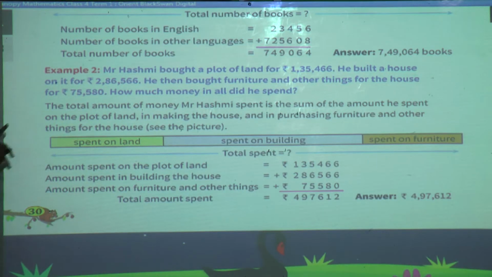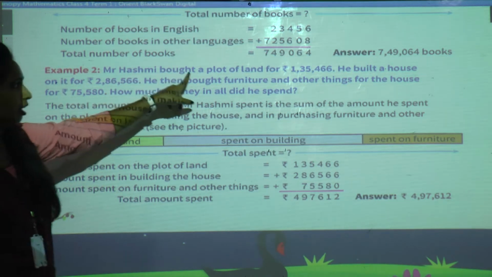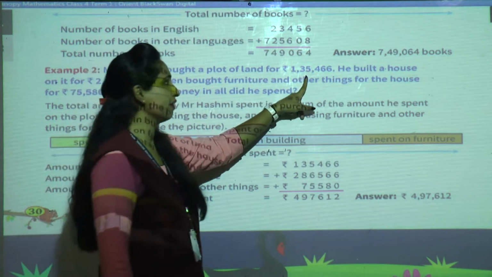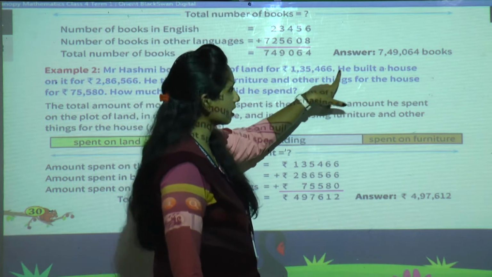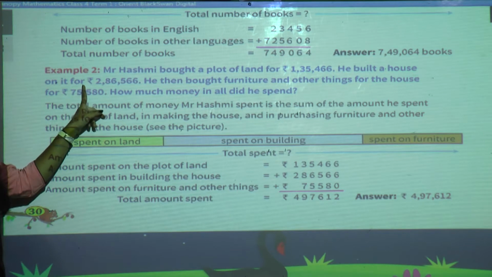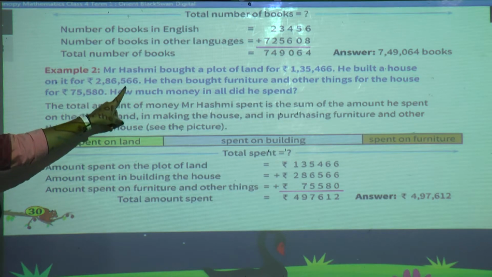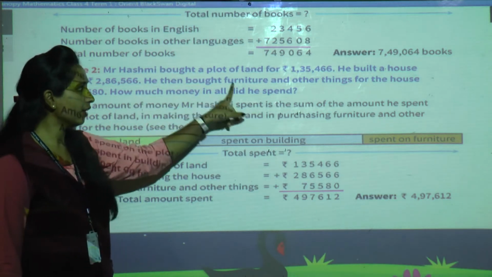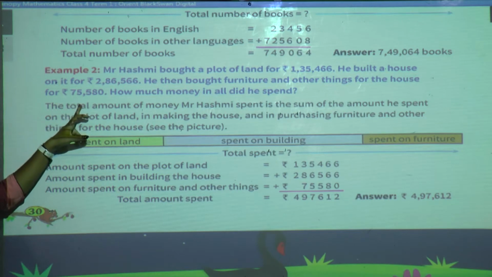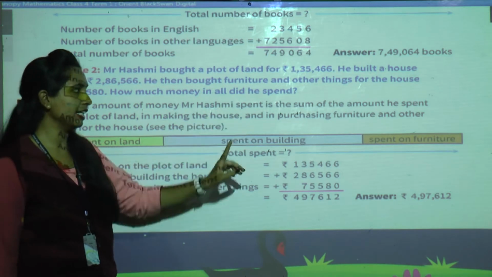Now see, what is the second example? Mr. Hashmi bought a plot of land for rupees 1,35,466 and he built a house on it for rupees 2,86,566. He then bought furniture and other things for the house for rupees 75,580. So how much money in all did he spend?